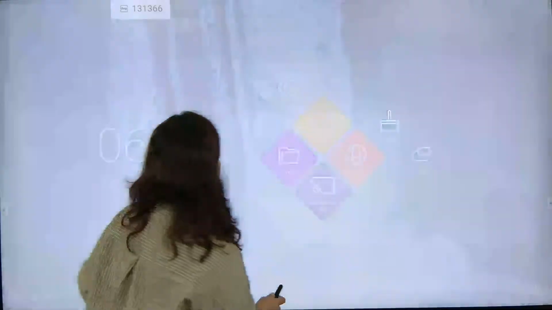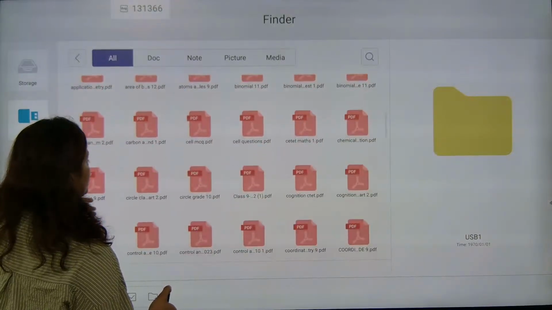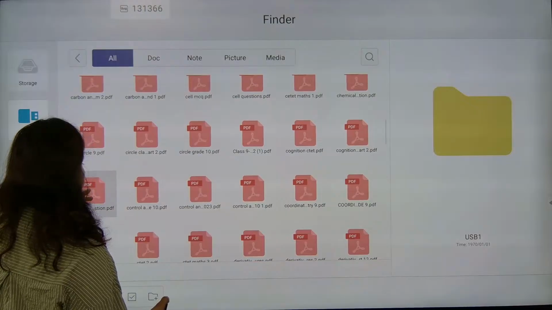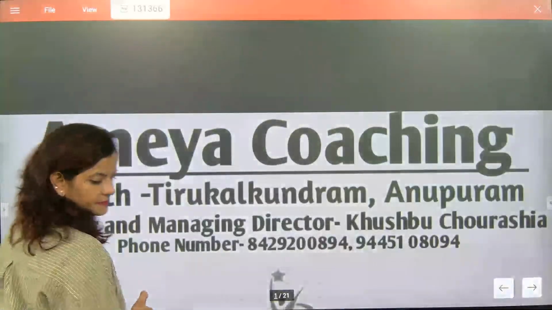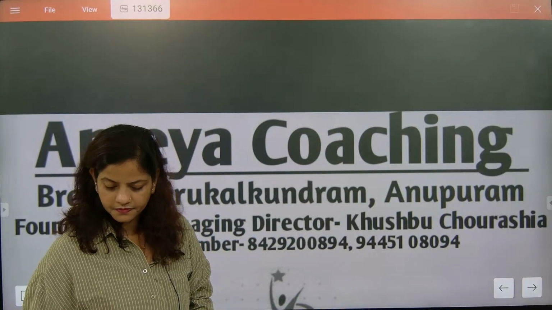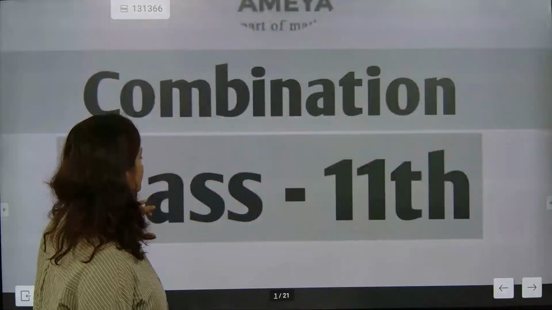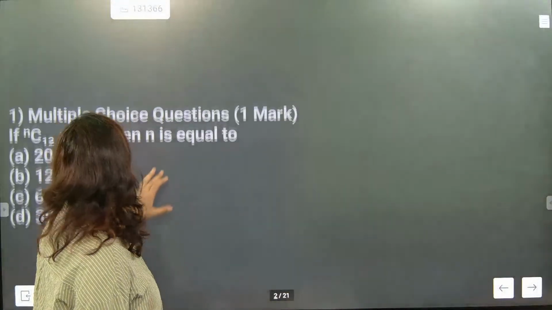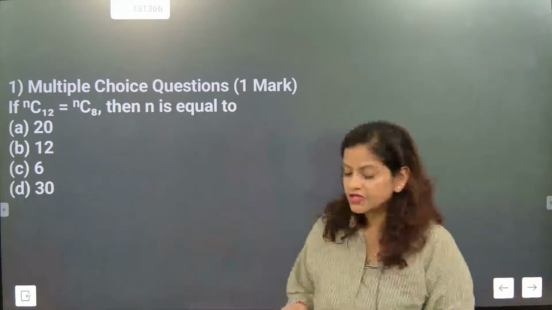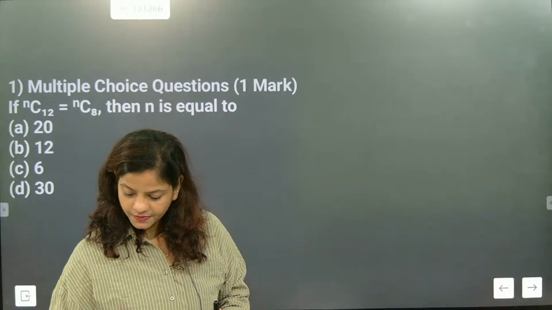Now look, beta. Combination revision we are going to do. See, in combination, the first question we are going to do for 1 mark. Based on that formula we are going to do. Take out the note, Nishika. Come on, start doing it.